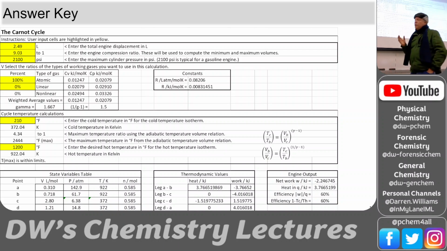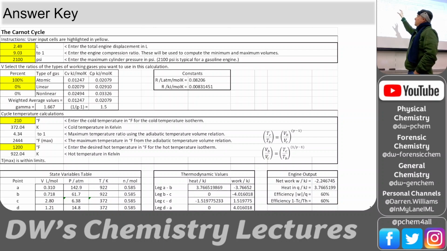So this project I want you to do is make a spreadsheet that will calculate the Carnot cycle: the state variables table, the thermodynamic values, heat for each leg, the engine output, meaning how many kilojoules it puts out, how much heat goes in, and what the efficiency is calculated both ways. This will be a project that I want everybody to do, because in doing this, you're going to learn all of the equations and learn how to put it all together.